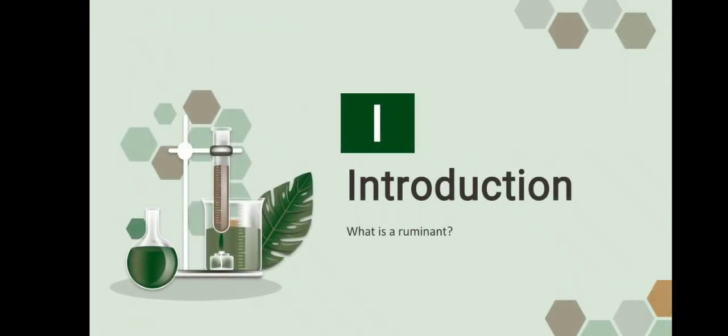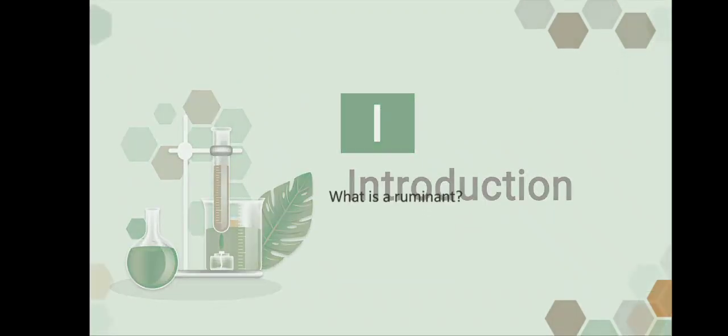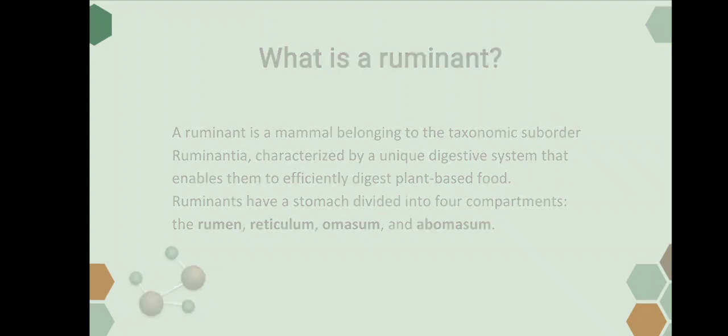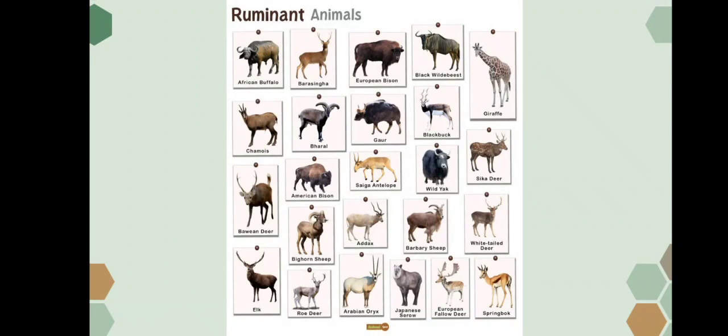Introduction. So, what is a ruminant? A ruminant is a mammal belonging to the suborder Ruminantia, characterized by a unique digestive system that enables them to efficiently digest plant-based food. Ruminants have a stomach divided into four compartments, which are the rumen, reticulum, omasum, and abomasum. Here are some examples of a ruminant animal.